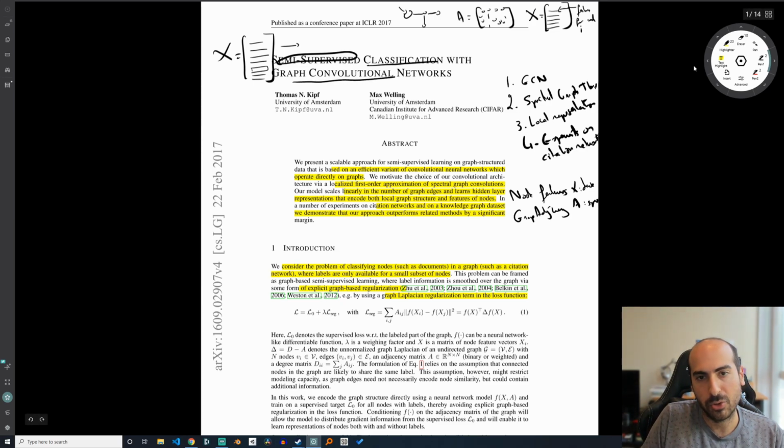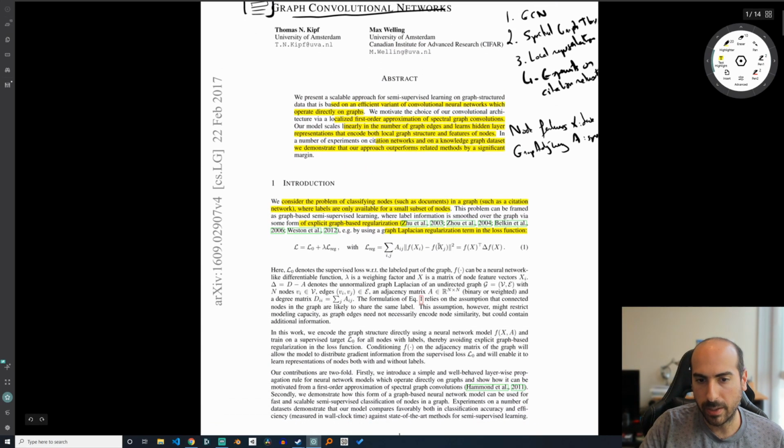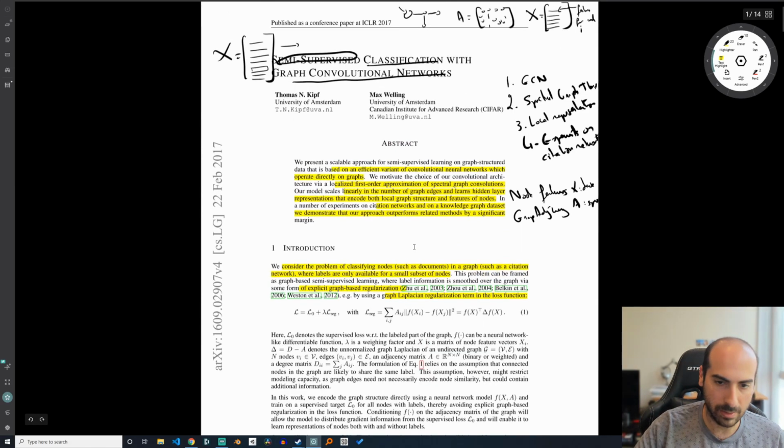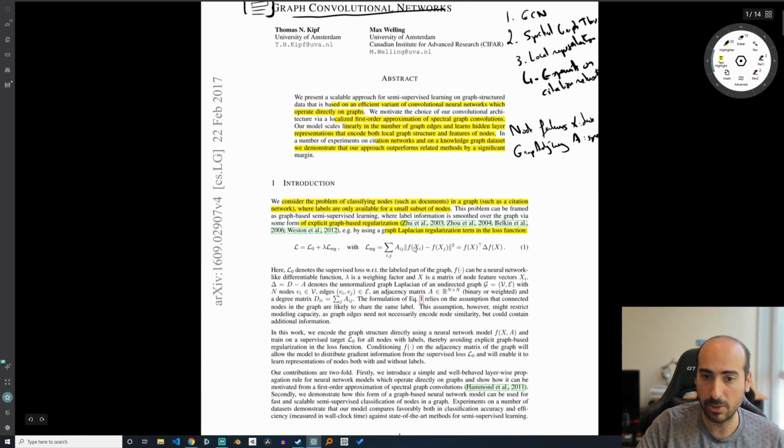And then graph convolutional neural networks, which is the main framework we're discussing today. If you go here, they say, okay, we're going to build this regularized loss by looking at A_ij. Given a node i and all of their neighbors j, take the norm between the current representation of that node and all of its neighbors. So f is basically some neural network.